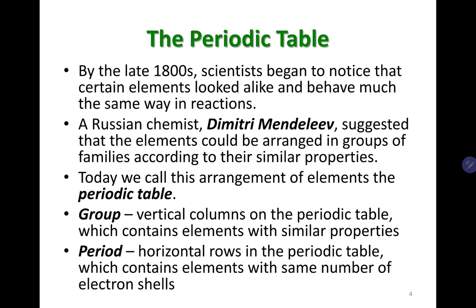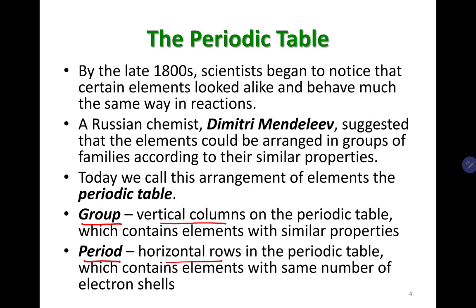So basically in the periodic table you have these things called groups. Remember these terms, they are very important. You have groups and periods. Groups are nothing other than vertical columns, and periods are known as horizontal rows.